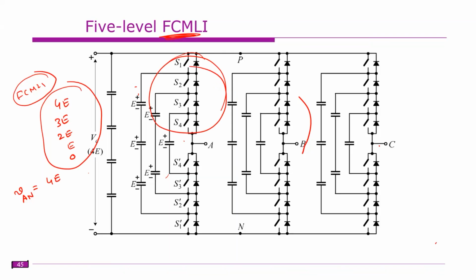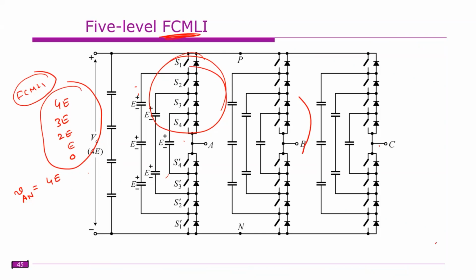So we have switching redundancy here. If all switches are on, you get the full voltage. If one switch is off, you get 3E voltage. If two switches are off, you get 2E voltage. If three switches are off, you get E voltage. And if all switches are off, you get 0 voltage. That's all.